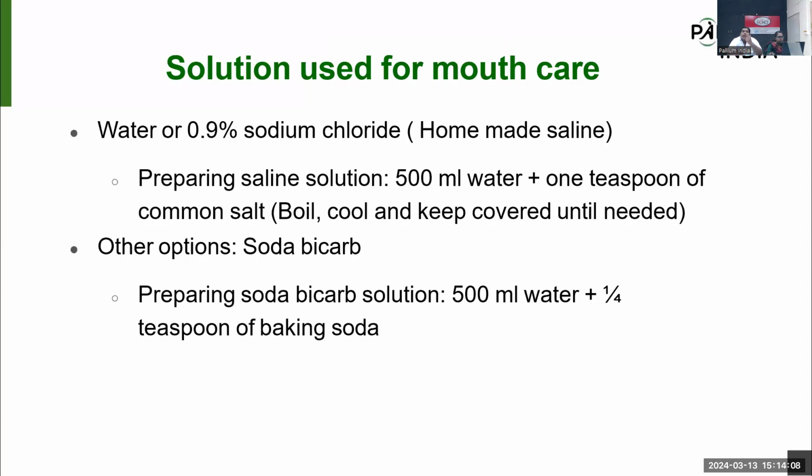Commonly, the solution we use for mouth care in our setting is normal homemade saline or 0.9% sodium chloride solution. How to prepare the saline: 500 ml of water plus 1 teaspoon of common salt. You can boil it properly for 10 minutes, cool it, and keep it in a covered bottle.